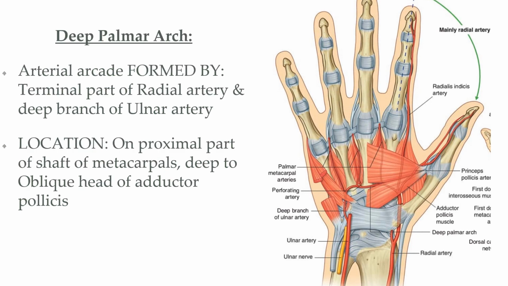So, the deep palmar arch is formed by the continuation or the terminal part of the radial artery and the deep branch of the ulnar artery. It is located at the level of the proximal part of the shaft of the metacarpals, deep to the oblique head of adductor pollicis.